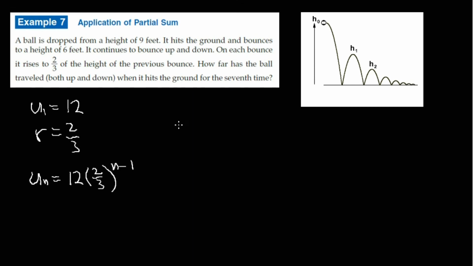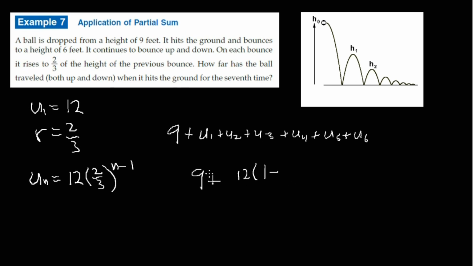So what that means is we have 9, our initial height of 9 feet, plus the rise and fall of those 6 bounces. So that would be u sub 1, plus u sub 2, plus u sub 3, plus u sub 4, u sub 5, and u sub 6. So we're going to find the 6th partial sum of this sequence plus the initial drop of 9 feet. So that means we have 9 plus our first term in the sequence, which is 12, times 1 minus, well, our common ratio is 2/3, 2/3 raised to the 6th power. This is all over 1 minus our common ratio.